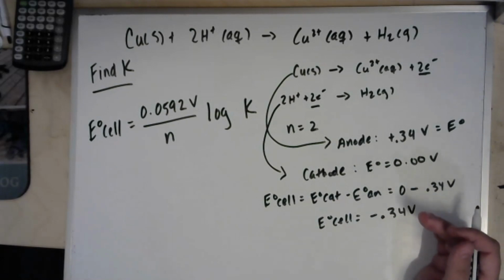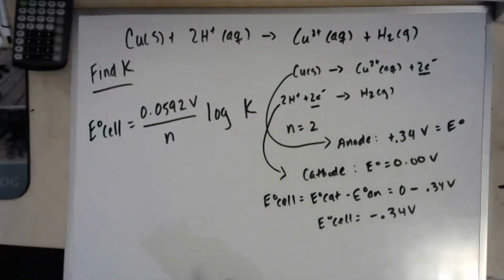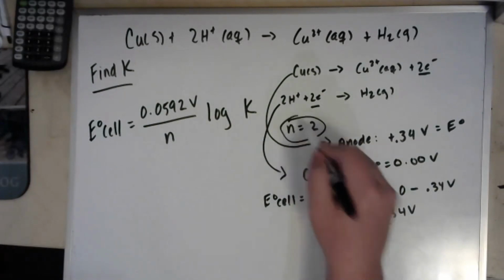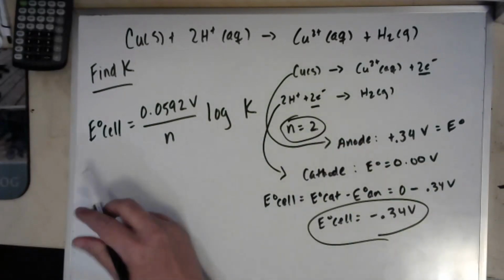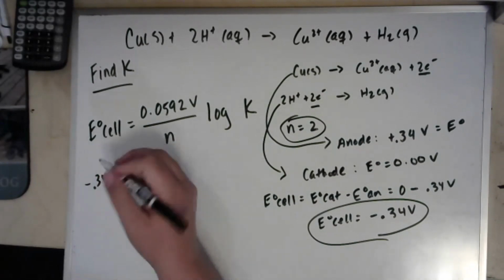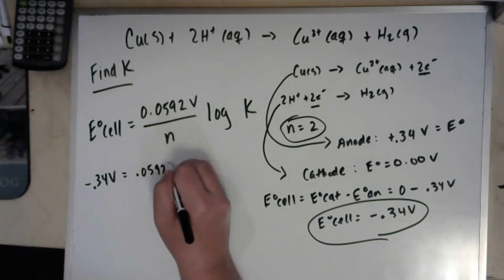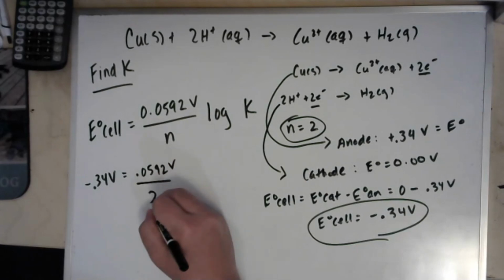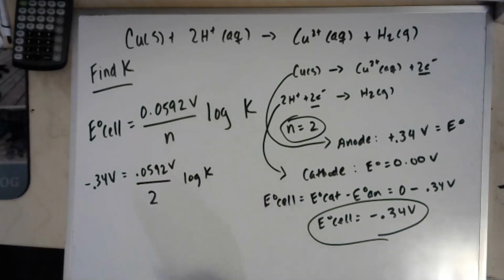So the fact that our E cell is negative means that the reaction's not going to be spontaneous. We're going to be expecting a very, very small K value when we calculate this. All right. So we have our N value, we have our E cell value. Now we can work with this equation here. So negative 0.34 volts equals 0.0592 volts over 2 log K.